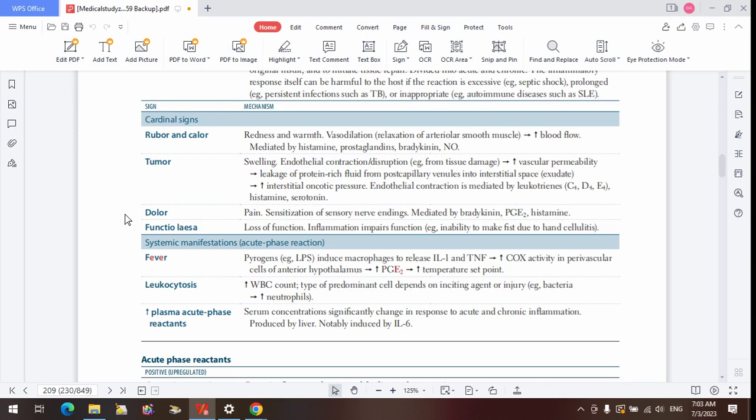So vasodilation is actually mediated by relaxation of the arteriolar smooth muscle. We have different components of the vasculature. We have the arterioles, we have the capillaries, and we have the venous. So after the artery, we have the arterioles, then the capillaries, then the venous. In between, the arterioles and the venous are more narrow compared to the veins and the arteries. So the part of the body that actually determines the peripheral vascular resistance is the arterioles.